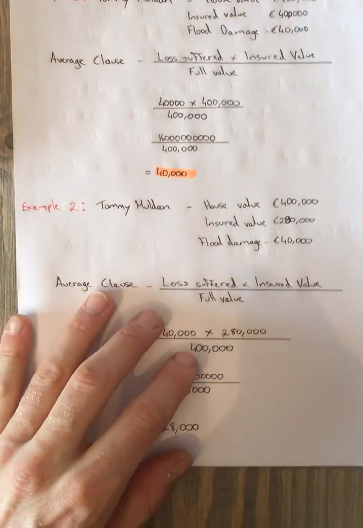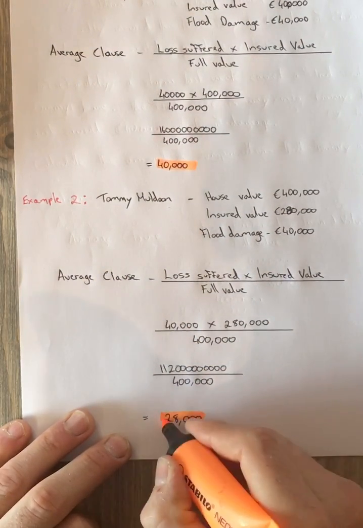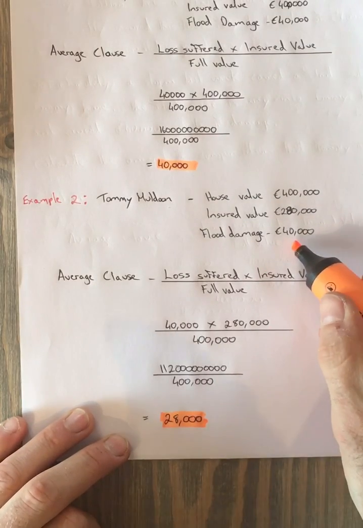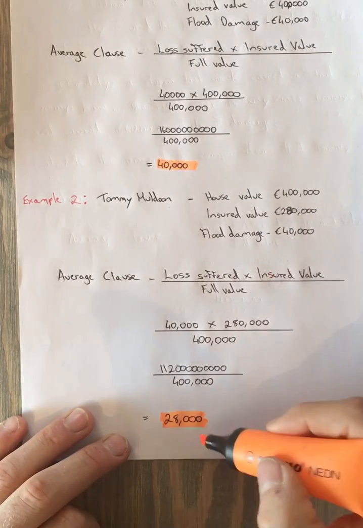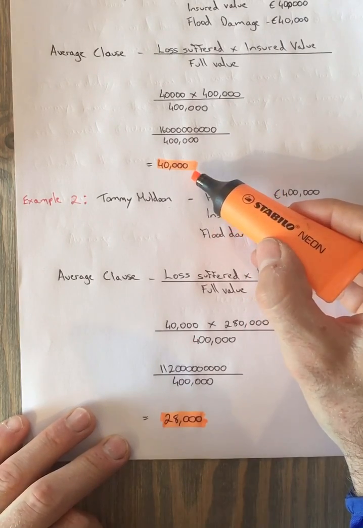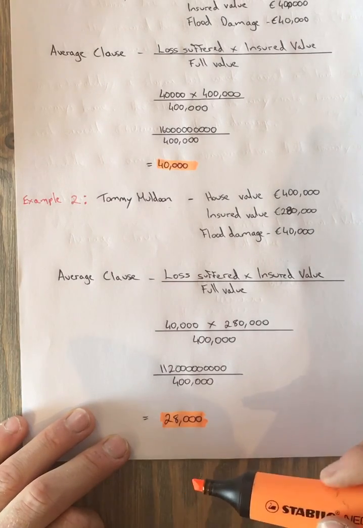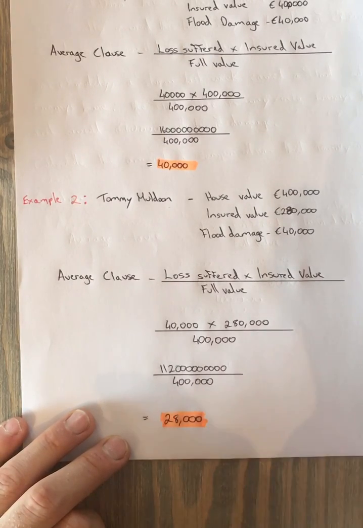Okay, so we can see here in the second example that Tommy, who has underinsured his house, had the same amount of flood damage, 40,000 euro. He gets less compensation. In the first example, when he had fully insured his house, he got 40,000 euro. This one, he only gets 28,000 euro. So he's going to have to cough up that 12,000 euro himself out of his savings.